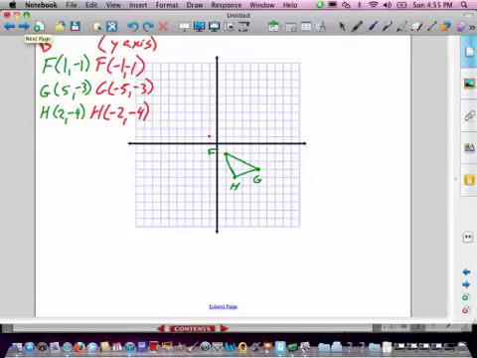oops, there's my mistake. -1, -1. How about that? Let's try that one instead. So that didn't look right. -1, -1 is going to be right here. -5, 1, 2, 3, 4, 5. -3 is going to be right there. And -2, -4 is going to be right here. And there is my new triangle with F prime, H prime, G prime. Should look like that.